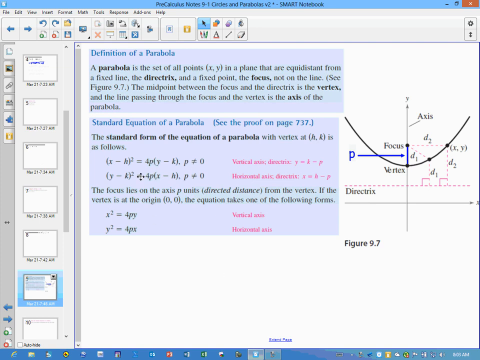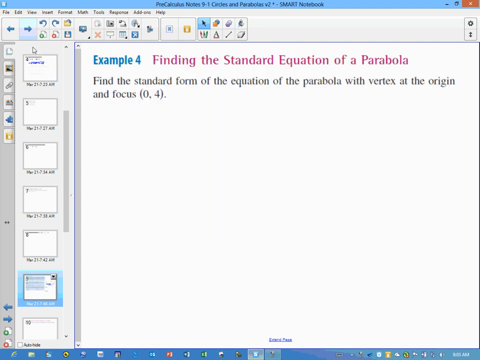And luckily, the horizontal model is exactly how you would expect. If p is positive, it opens to the right, and the focus is to the right of the vertex. And if p is negative, then it opens to the left, and your focus is to the left of the vertex. All right, let's see all of this in some examples.